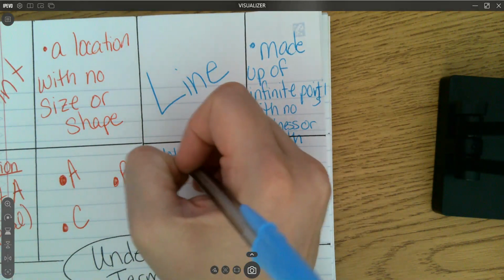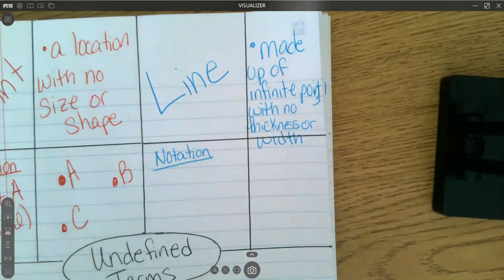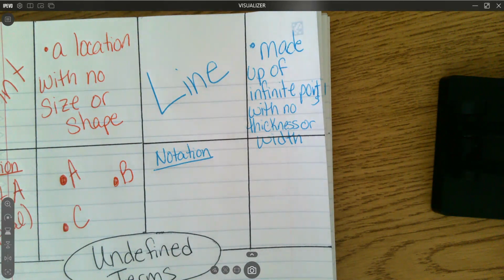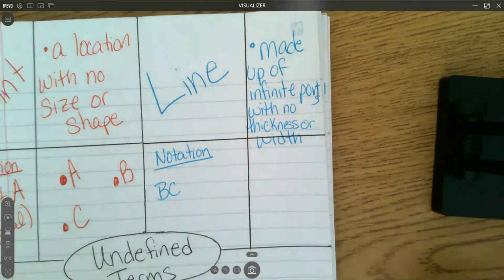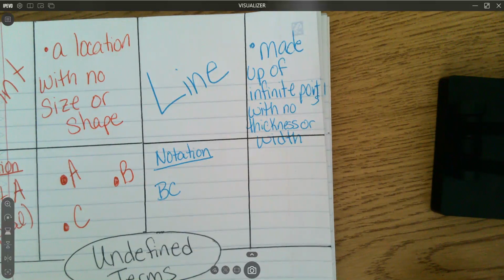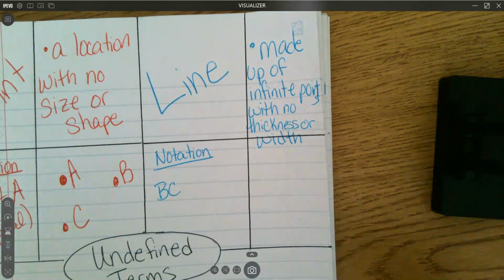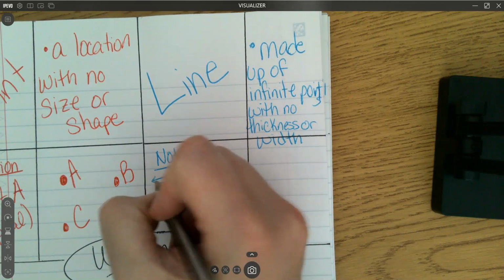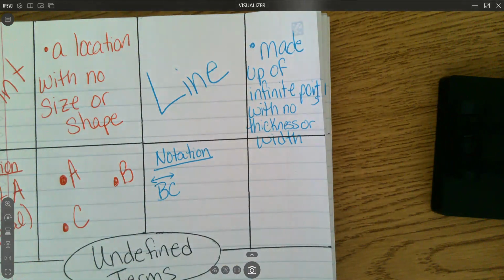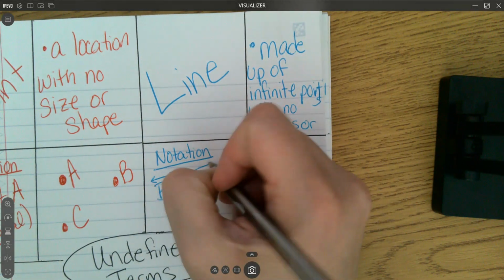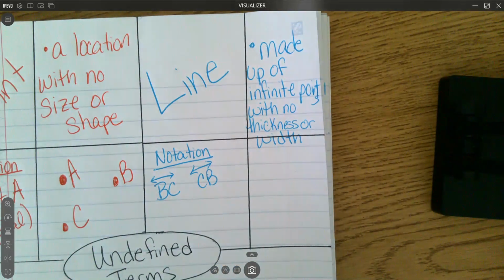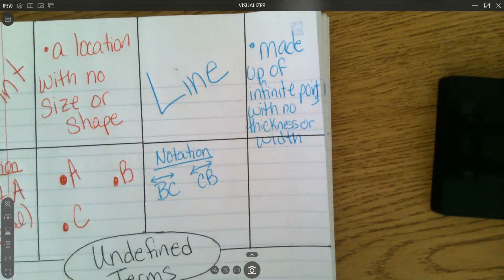So the notation. So the notation really is what we look at if we don't have a picture. If we don't have a picture, it needs to be labeled correctly. So if you tell me BC, just like that, I'm like, okay, 2 points? Like, I don't know what you're talking about. So we have to draw the line above our 2 points to say, oh, okay, line BC. And you can even invert it, CB. So the order doesn't really matter on how we name our lines.